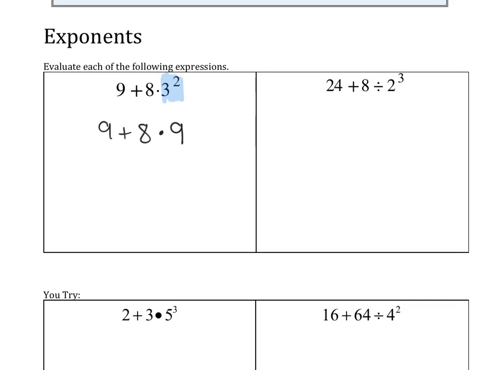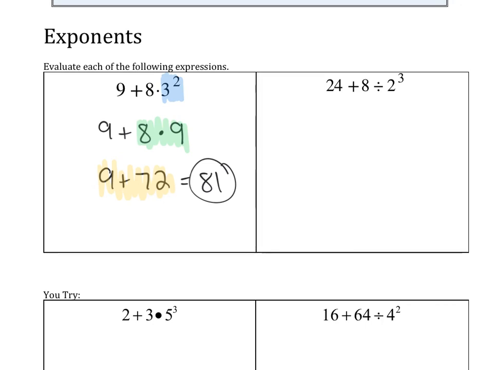So next, according to PEMDAS, I'm going to multiply or divide, or solve any of the multiplying or dividing pieces, which in this case, there is a multiplying piece, and that's 8 times 9. So 8 times 9 is 72. So then my last step is to just add what we have there. So we have 9 plus 72 as the last step here, and 9 plus 72 is 81. So our final answer for that one is 81 using order of operations.